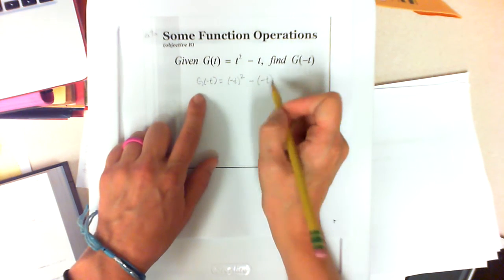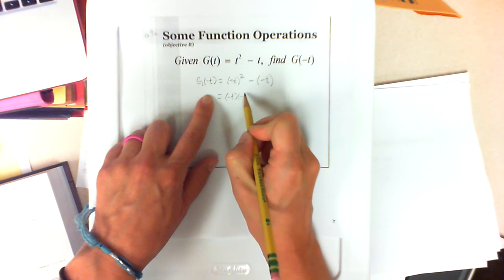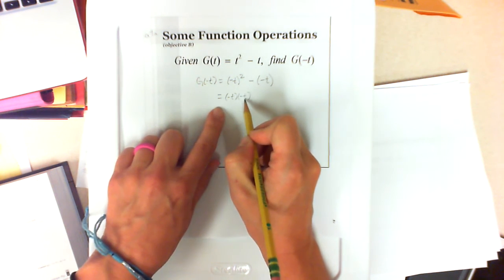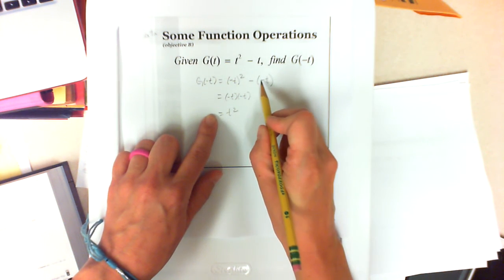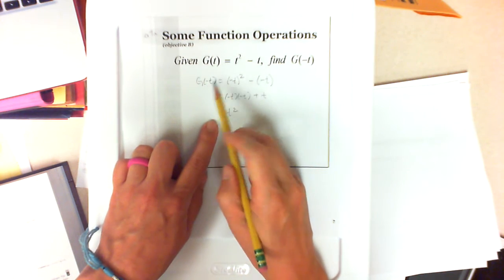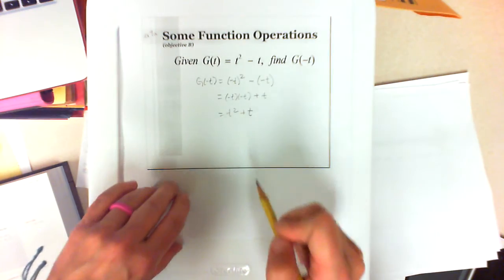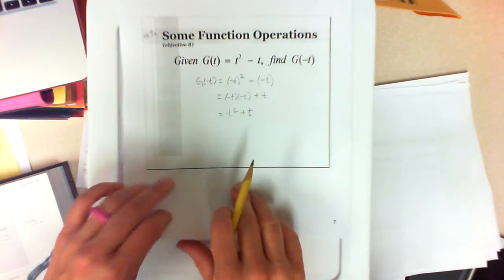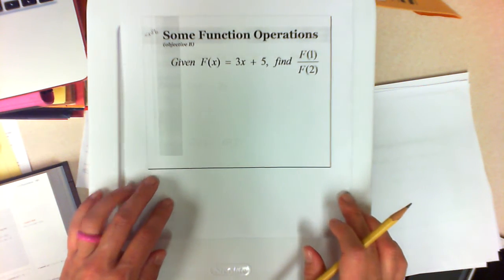So that changes things. So we've got negative t squared, which really means negative t times negative t, which is positive t squared. And then minus negative t is plus t. So g of negative t is t squared plus t. And that was example 7a in your textbook. Moving on to example B.